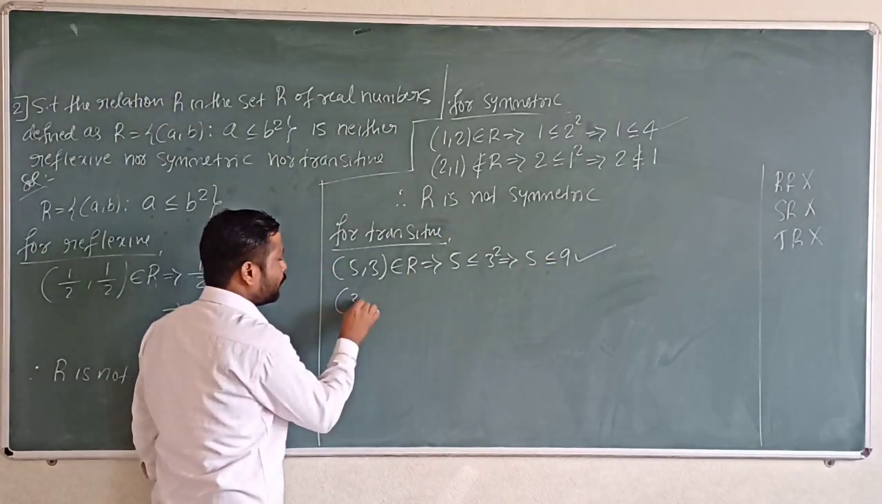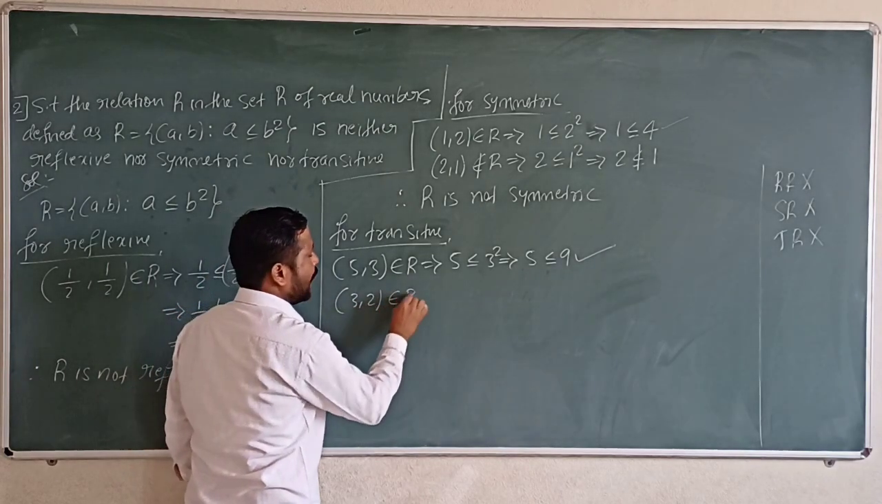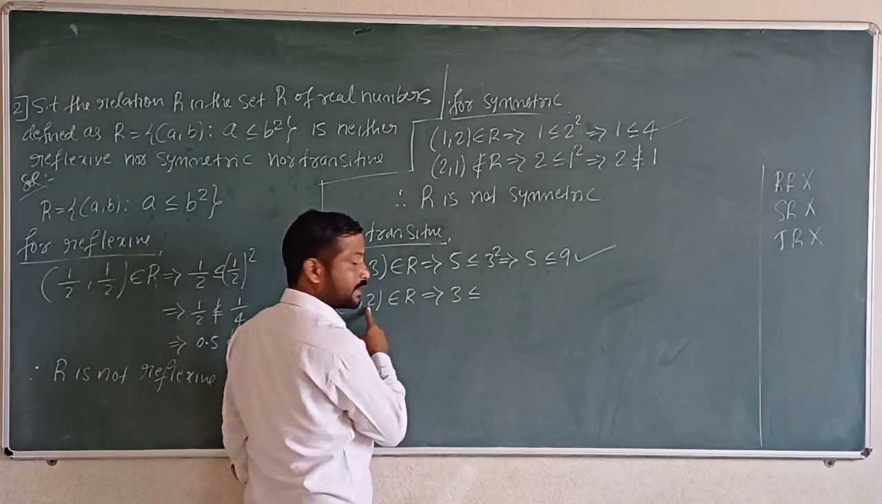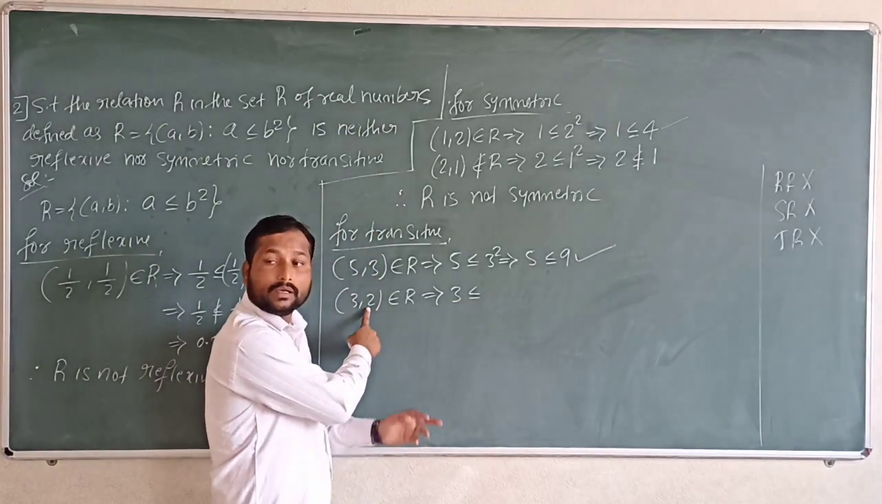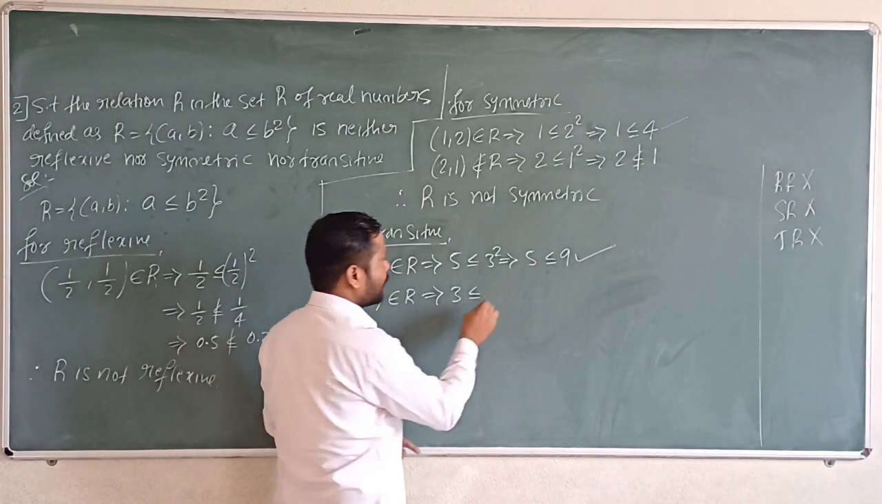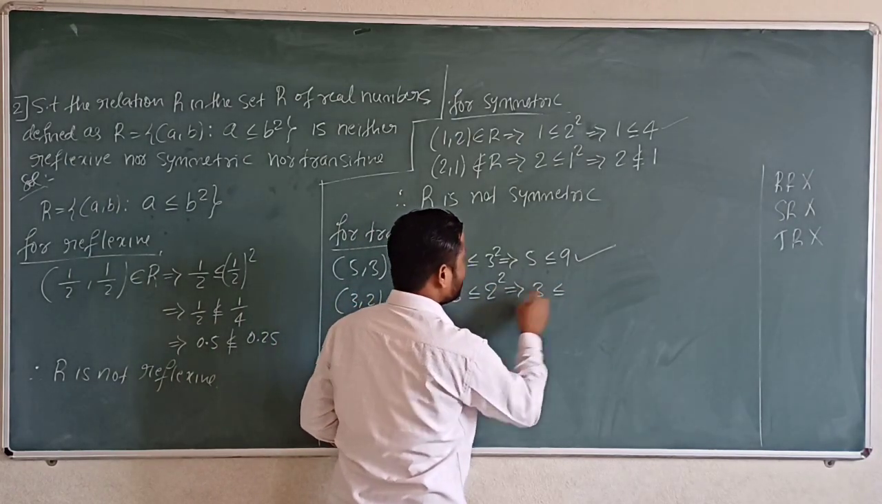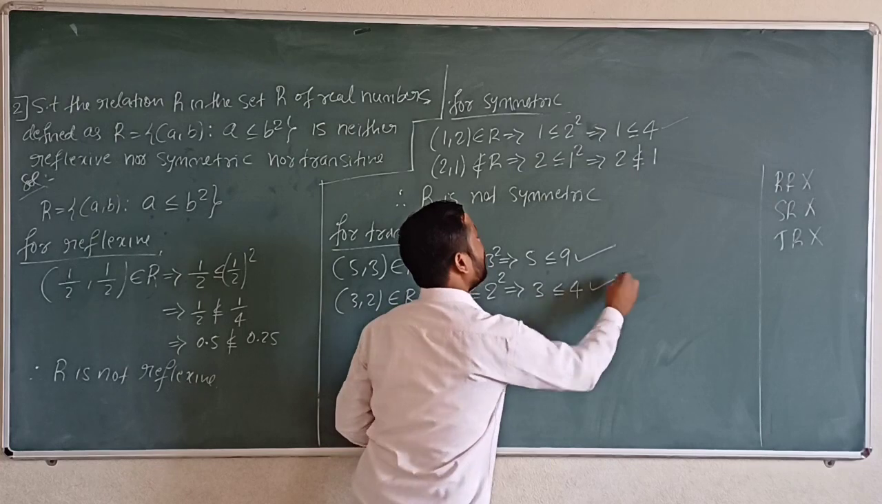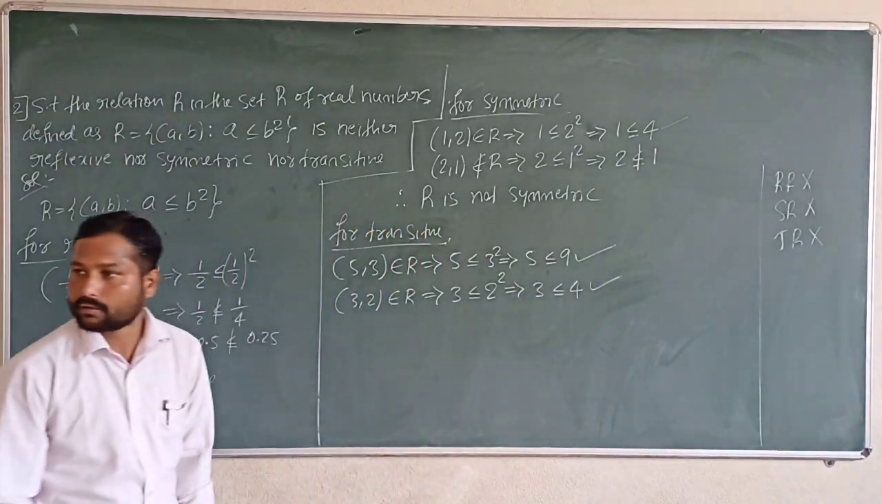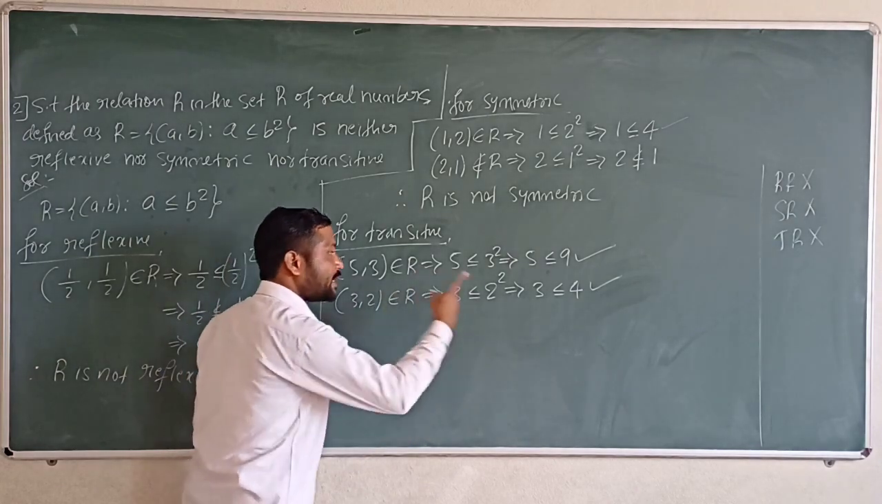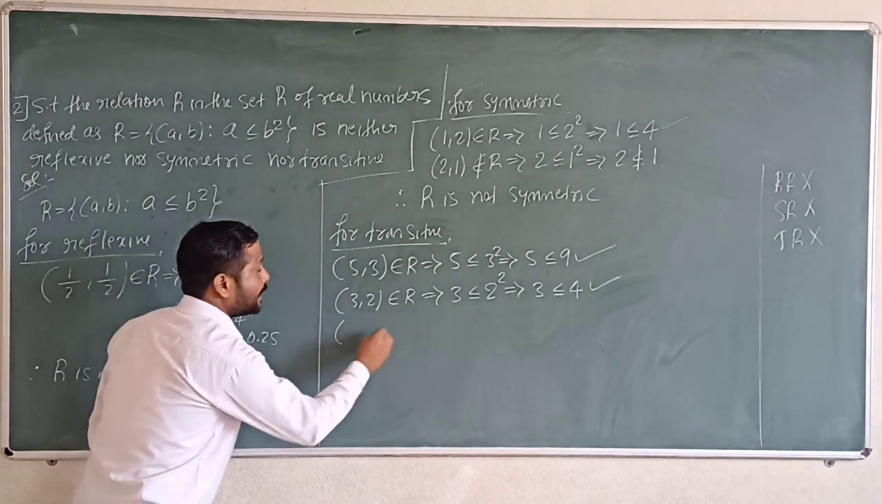Take up 3 comma 2. It belongs to R. It implies 3 is less than or equal to b square, meaning 2 square, which is 4. No doubt 3 is less than 4. Now AB is verified, BC is also verified. Then take what is AC here.